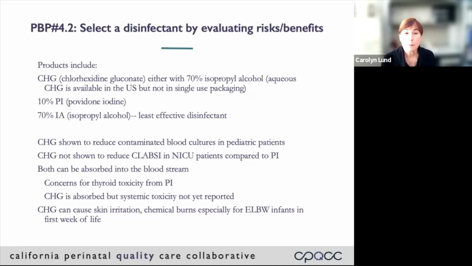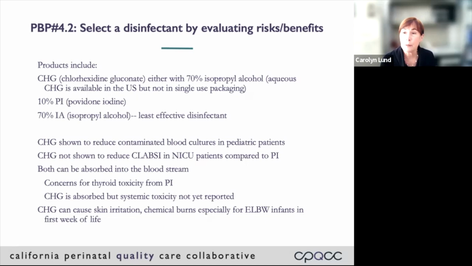Now, what do we know about CHG? We know that it has been shown to reduce contaminated blood cultures in pediatric patients. We know that it has not been shown to reduce CLABSI in NICU patients compared to povidone iodine. We know that both CHG and povidone iodine can be absorbed into the bloodstream. And there's one paper, a fairly recent paper from Ireland, that says we're really worried about thyroid toxicity.